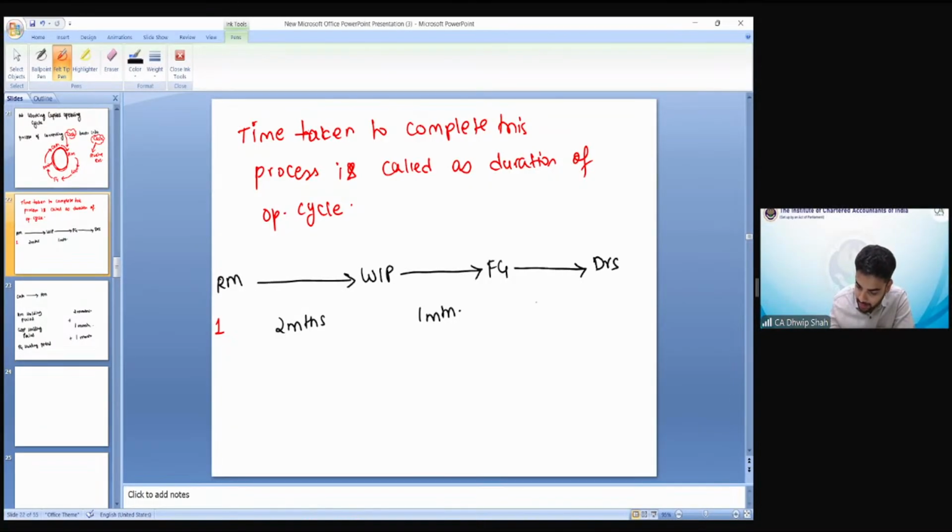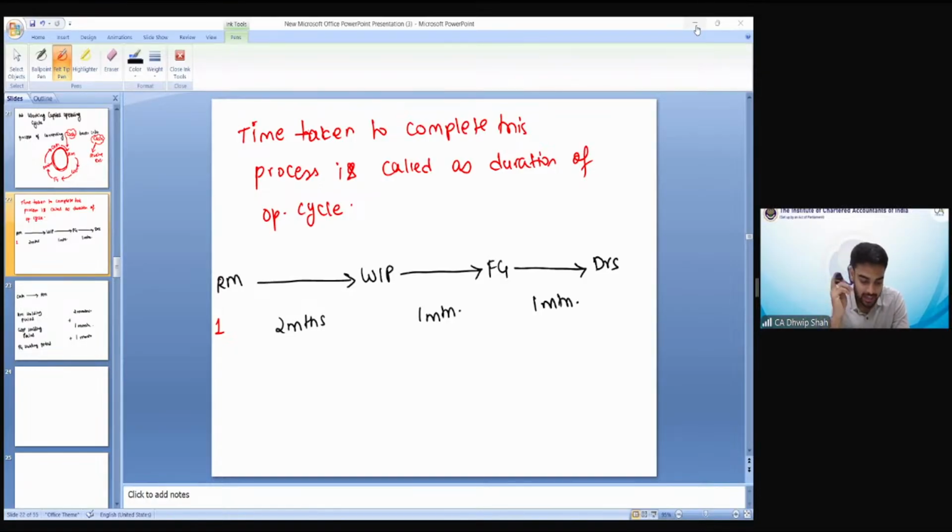Now after keeping FG for 1 month, I sold it to my customers. And again, in order to stay relevant in the industry, I have to give credit to the debtors. Yes or no? Yes, debtors also take credit. I cannot ask बोल पैसा दे अभी तो ही माल दूंगा. No. In order to stay relevant in the industry, in order to boost your sales, you have to give certain credit to debtors. ठीक है?